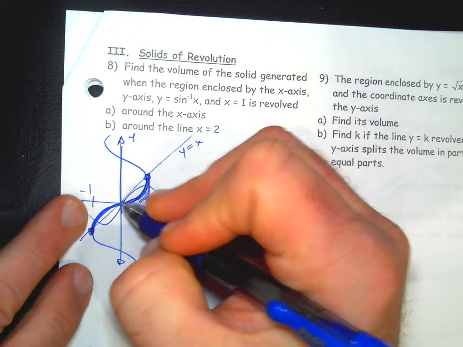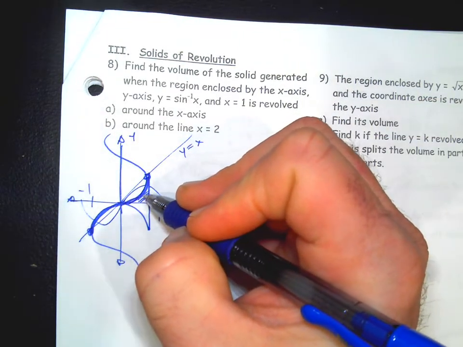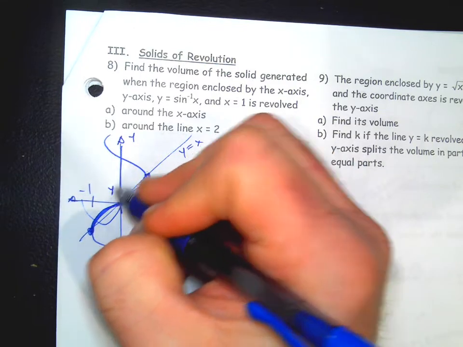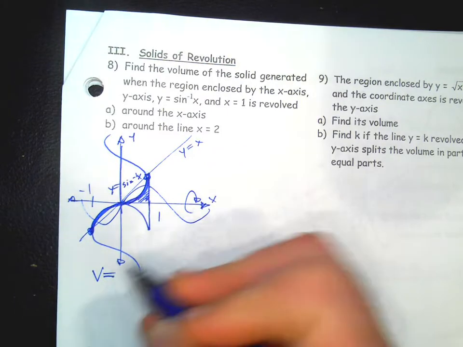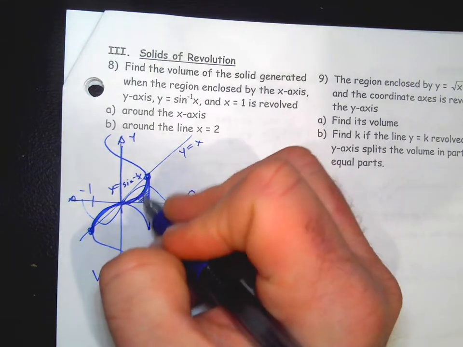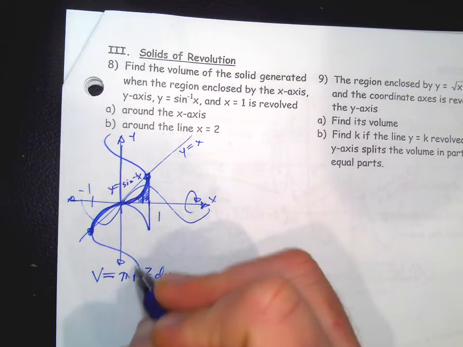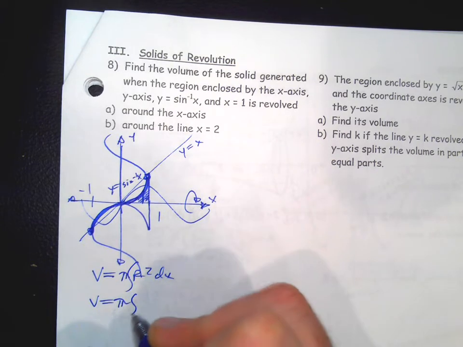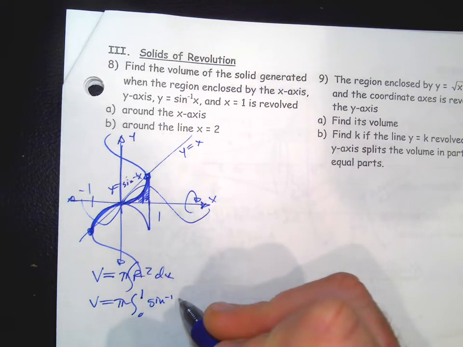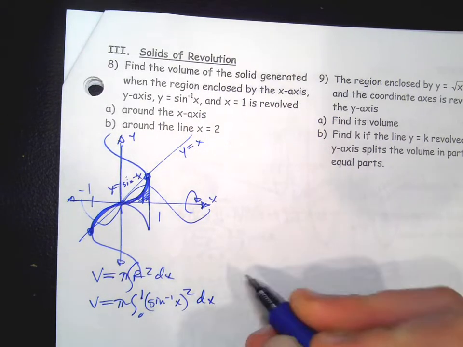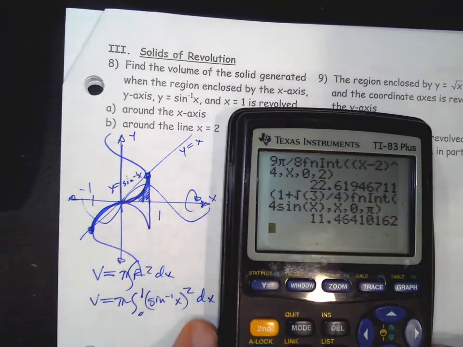So around the x-axis, if you want to find that volume, this function is y equals inverse sine of x. If you're going to do vertical slices, which would be disks, you have pi r squared dx. The limits would be 0 to 1. Your radius would be just the y value here, inverse sine of x, squared. The problem with this is, you can't integrate this by hand, but we have a calculator, so I think it should be able to do it. Let's just try it real quick.